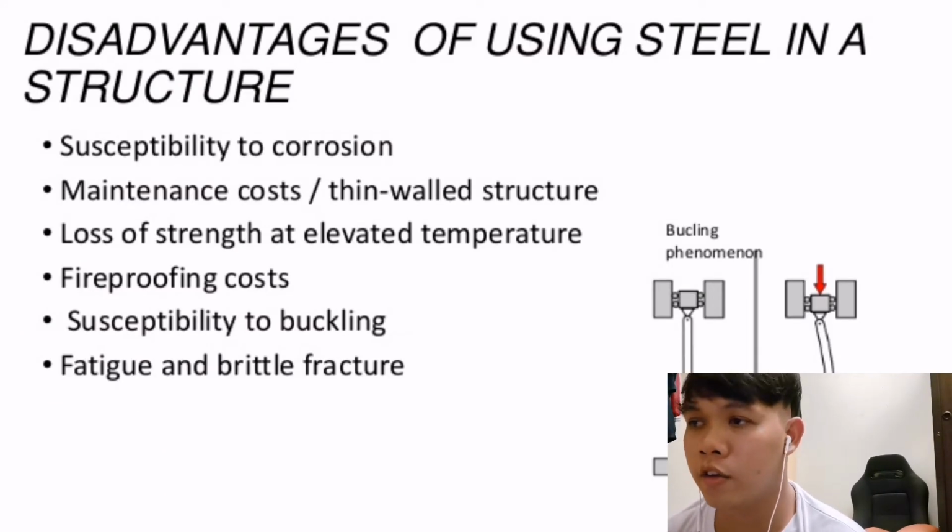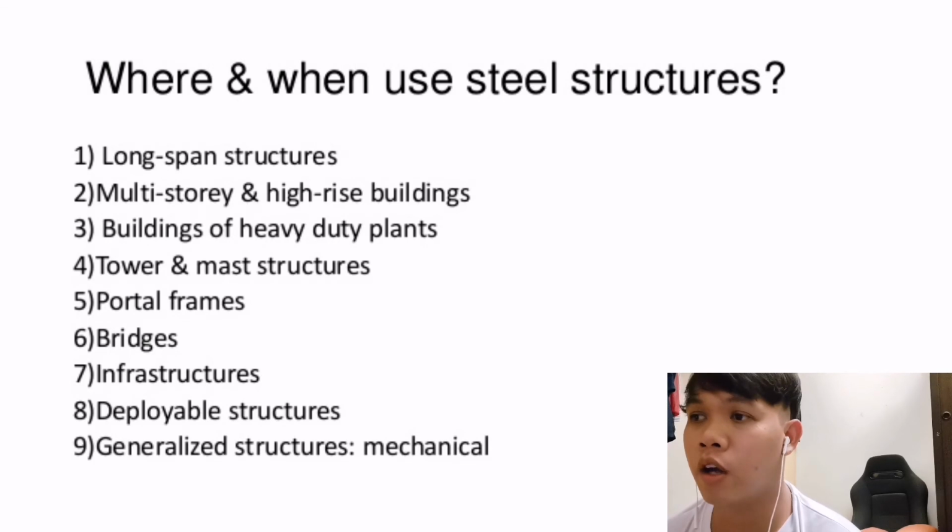What are the disadvantages of using steel in a structure? Number one is susceptibility to corrosion. Number two is maintenance cost or thin wall structure. Number three is loss of strength at elevated temperature. Number four is fireproofing cost. Number five is susceptibility to buckling. Number six is fatigue and brittle fracture. Okay, now we go to the next slide.